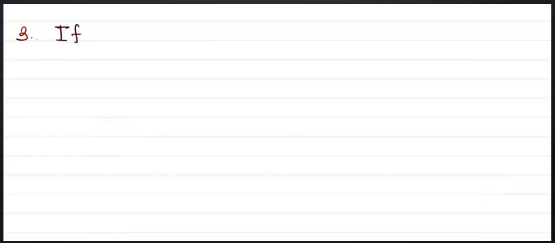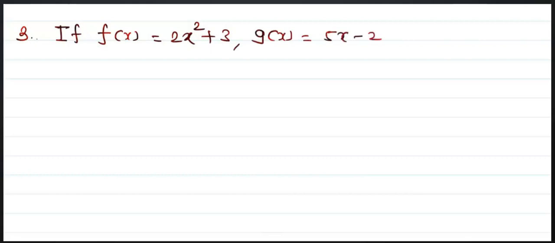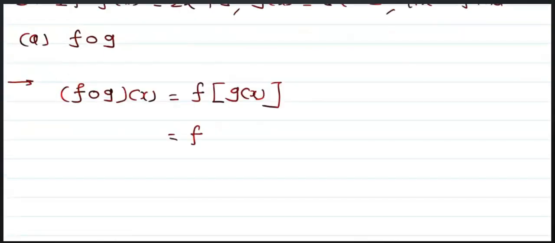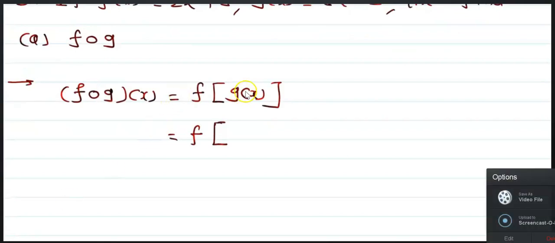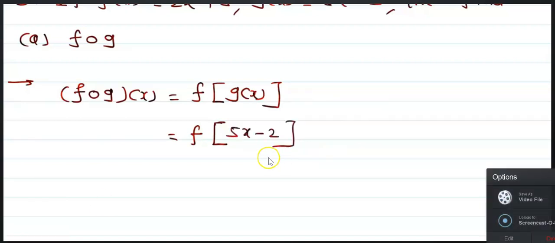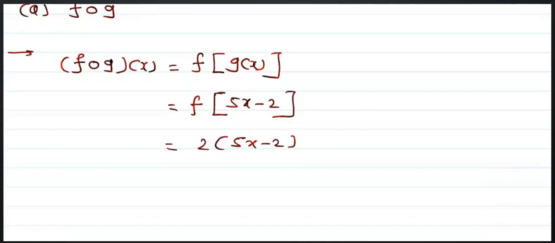Now next, question number 3. If f of x is equal to 2x square plus 3, and g of x is equal to 5x minus 2, then find FOG, that is FOG of x is equal to f of g of x. And what is the g of x? That we substitute. G of x is 5x minus 2. It's given. Now we'll find out the f of 5x minus 2.